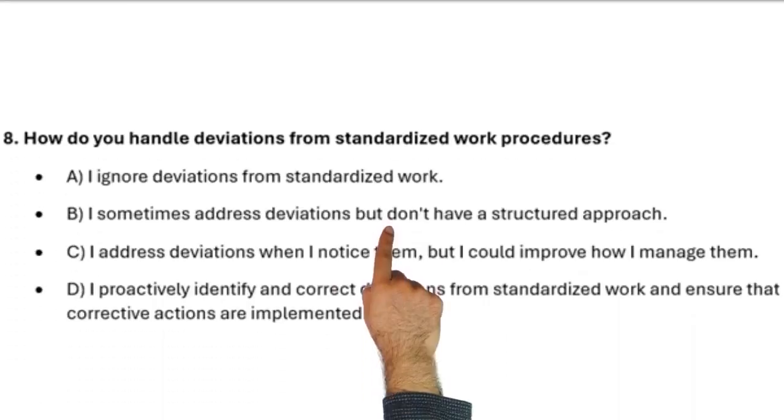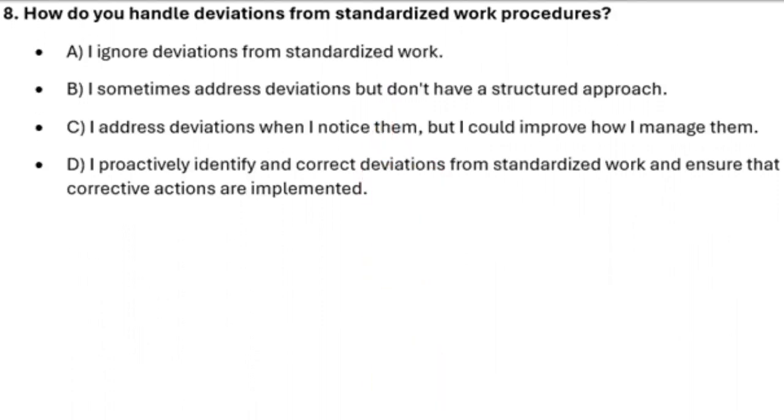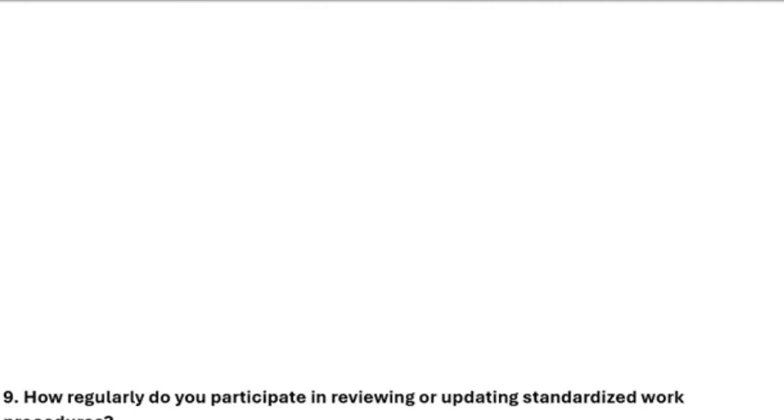8. How do you handle deviations from standardized work procedures? A. I ignore deviations from standardized work. B. I sometimes address deviations but don't have a structured approach. C. I address deviations when I notice them, but I could improve how I manage them. D. I proactively identify and correct deviations from standardized work and ensure that corrective actions are implemented.